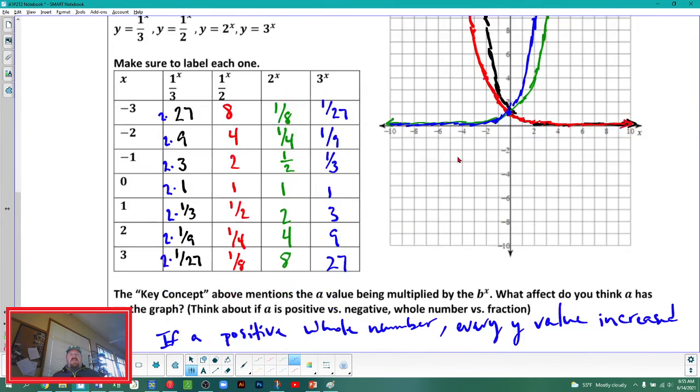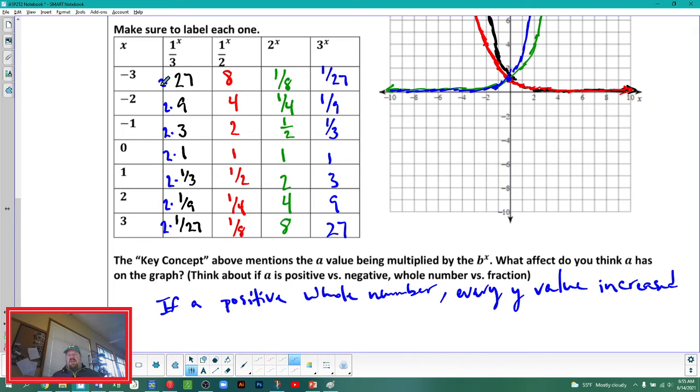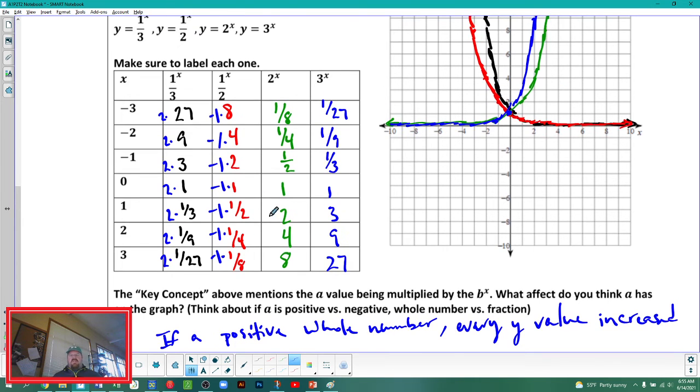If A was instead negative, and let's just think about a negative whole number, let's just think of it as -1. And I'm just going to write it on the second one just to see what I might get. And granted, -1 isn't that interesting. You could probably come up with something different, but it's going to make all these values negative.